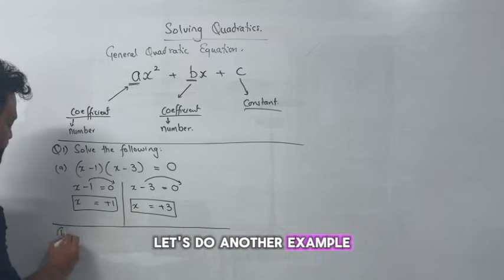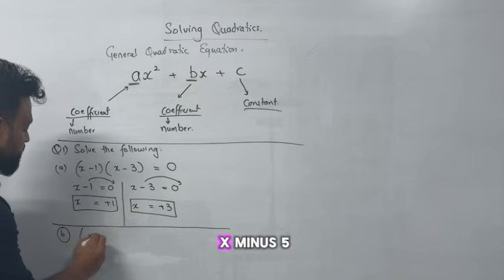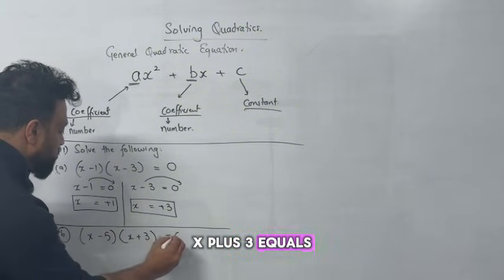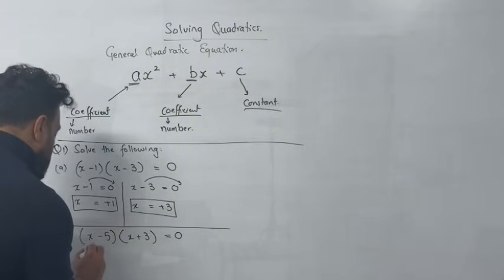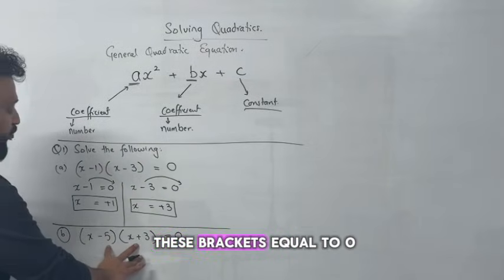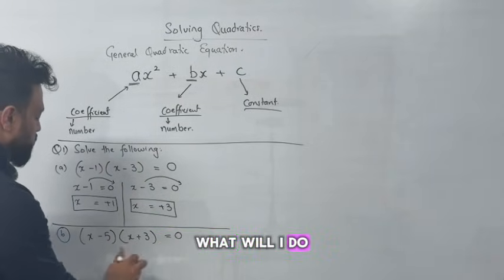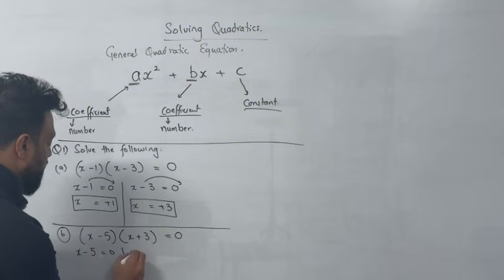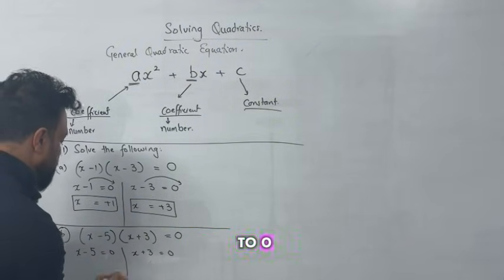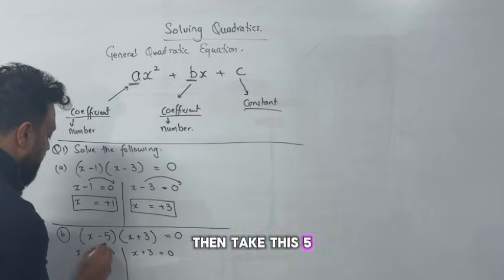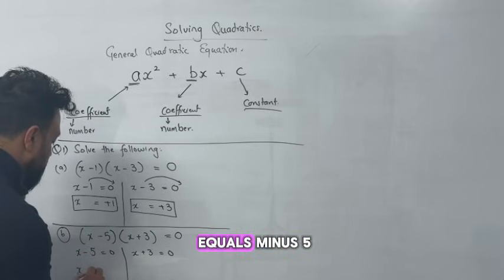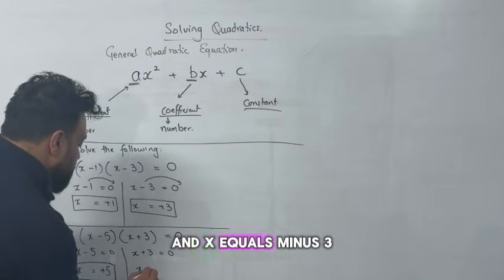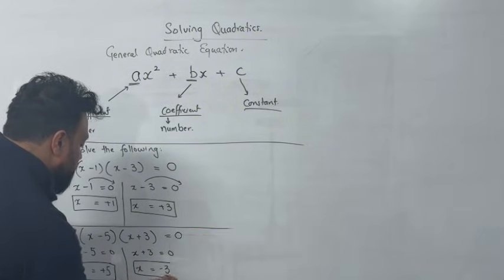Let's do another example. Another example could be x minus 5, x plus 3 equals 0. Now, we've got both these brackets equal to 0. What will I do? I will split them. I will write down x minus 5 equals 0, x plus 3 equals 0. Then take this 5 on the other side. That will become x equals plus 5 and x equals minus 3.